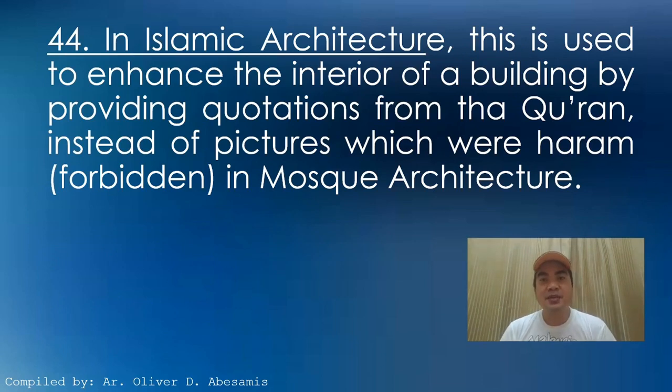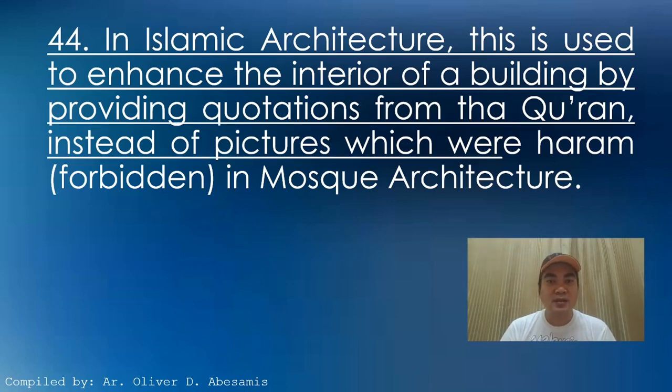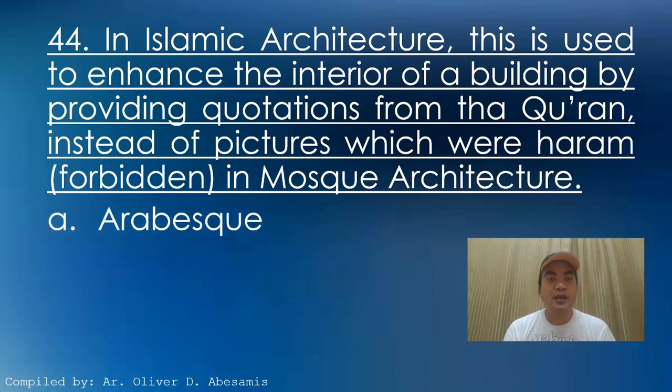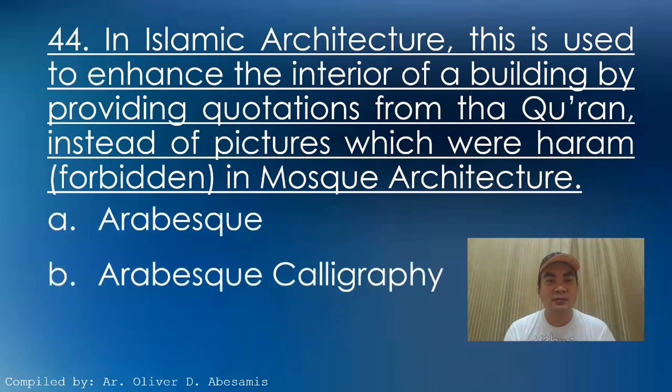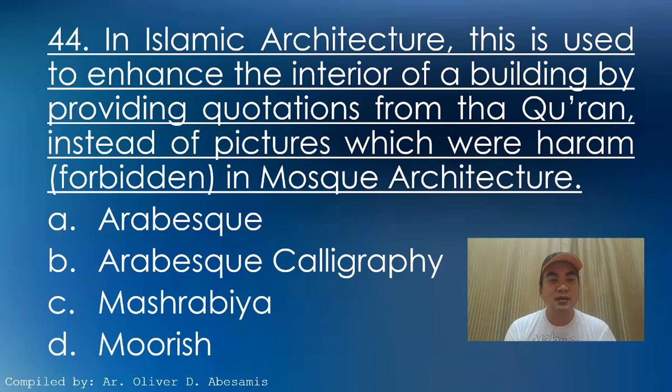44. In Islamic architecture, this is used to enhance the interior of a building by providing quotations from the Quran instead of pictures, which were haram or forbidden in mosque architecture. A. Arabesque, B. Arabesque calligraphy, C. Mashrabiya, D. Moorish. Answer: B. Arabesque calligraphy.